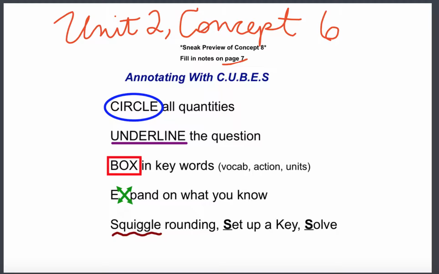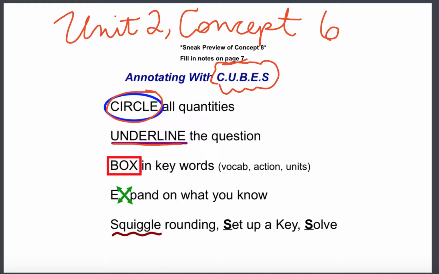We're going to use an annotation strategy in this class called CUBES. When we say annotate with CUBES, what we mean is you should circle all quantities, all numbers. You should underline the question, box in keywords, vocabulary, action, units, then expand on what you know, squiggle any rounding, set up a key, and solve.